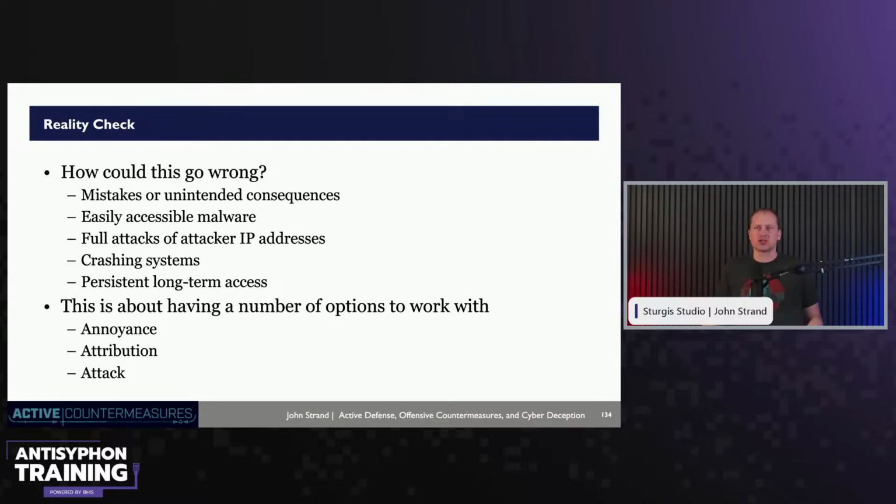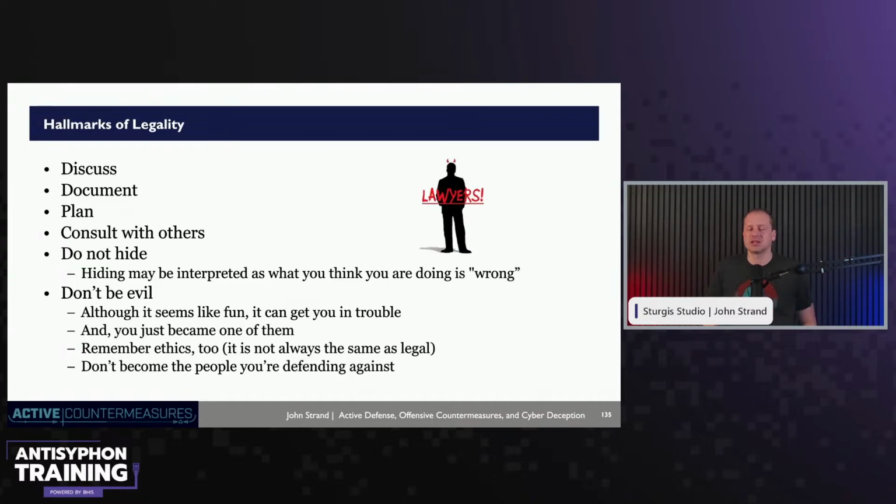And instead of following our instructions, they put that tracking software on the main website, and they had thousands of hits. And when they came to us, they're like, which of these is actually the malicious attacker? They didn't follow our instructions at all. That's going wrong, right? Never, ever do Venom. Never do a full attack on an IP address. Don't crash systems. Don't do persistent long-term access on an attacker's computer systems. This is all about having a number of options, right? We've got annoyance, we're in attribution, we're going to move into attack as well.